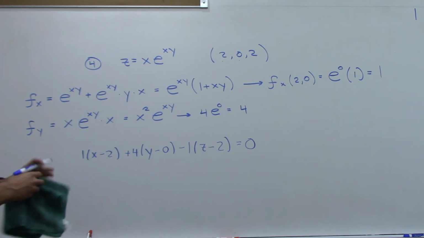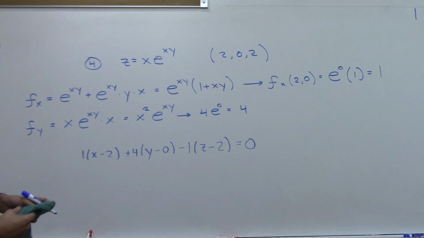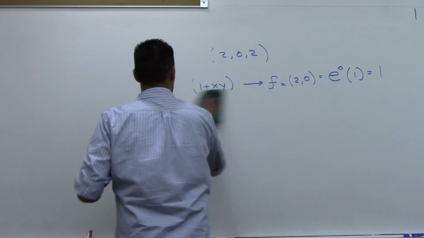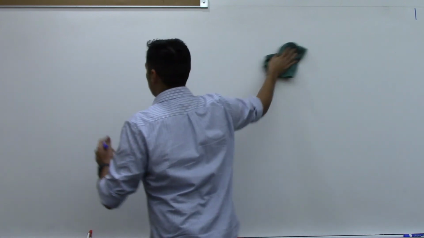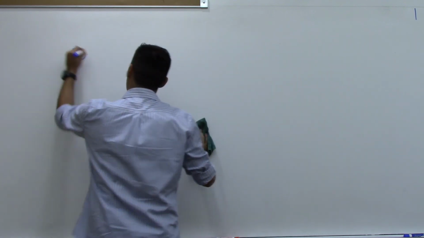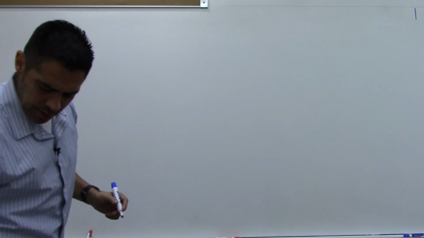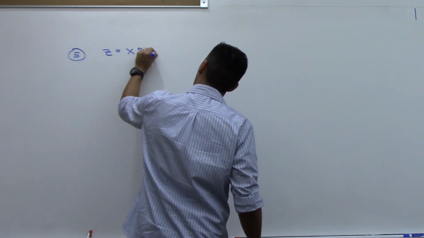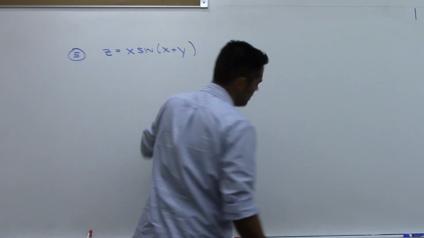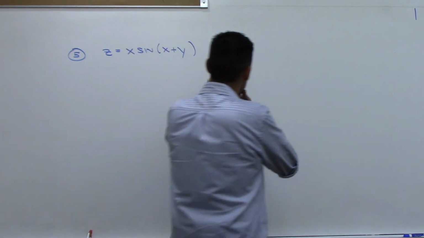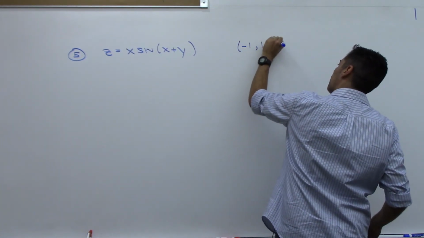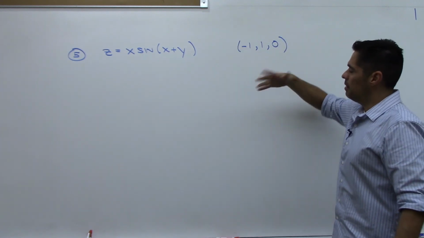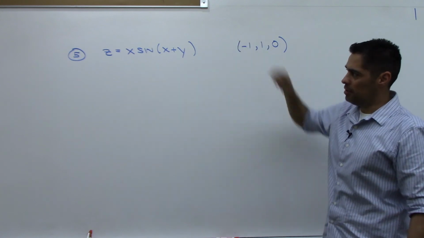Okay. Number 5. z equals x sine of x plus y. And the point we have is negative 1, 1, 0. Keep in mind this point actually lives on that surface. If you plug this point in, it should satisfy that equation.